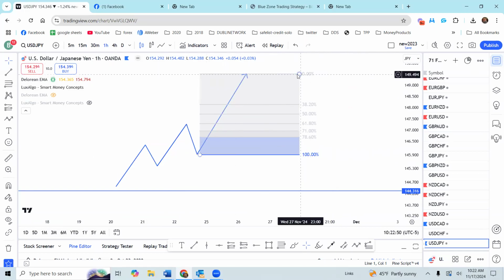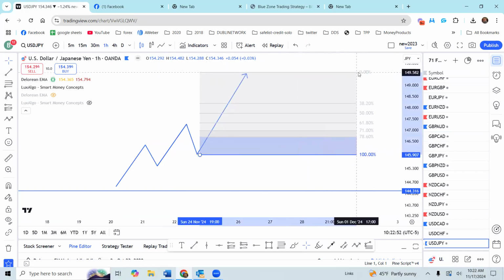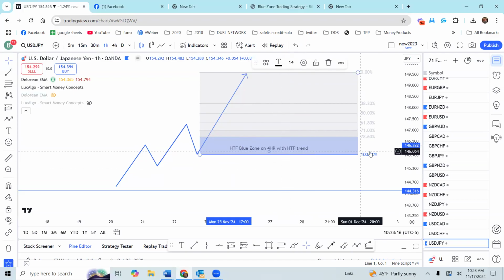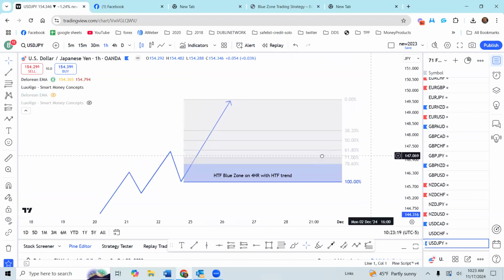This is your higher time frame blue zone. Let me just explain this to you. This is your higher time frame blue zone on the 4 hour chart with the higher time frame trend, right? That's how this works. So that's what that is. This is your higher time frame blue zone on the 4 hour chart with the higher time frame trend.